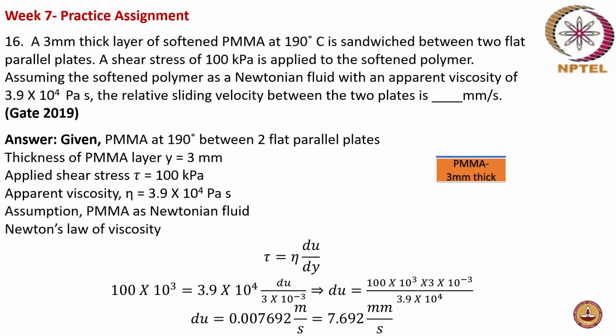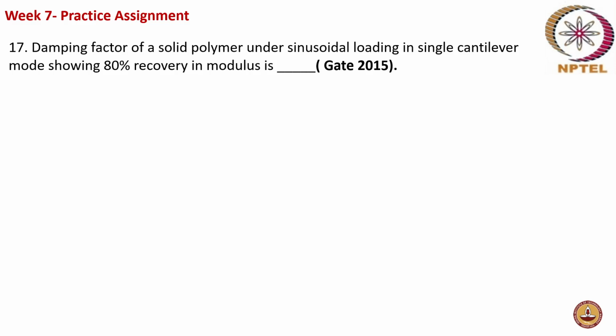Because they've asked the value of the relative sliding velocity in millimeter per second, we are just converting from meter per second to millimeter per second. This is nothing but 7.692 millimeter per second. Next.